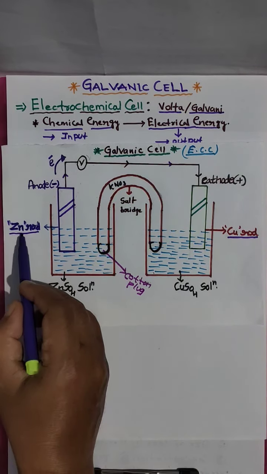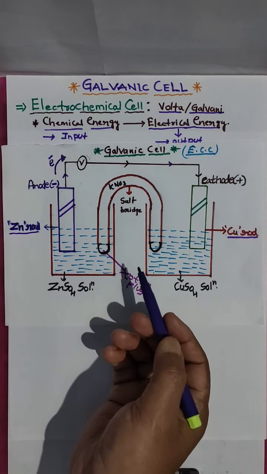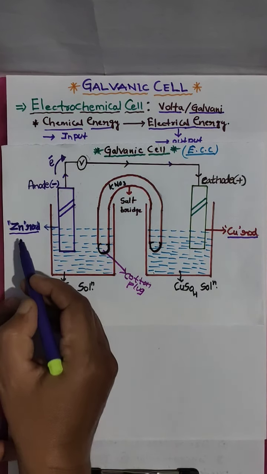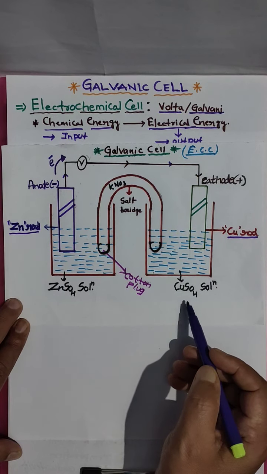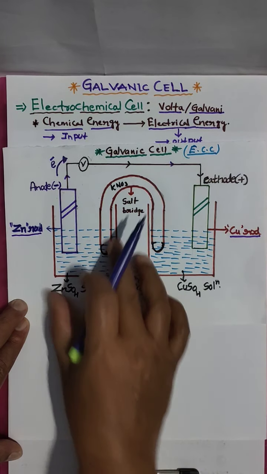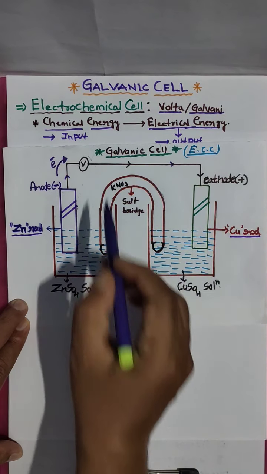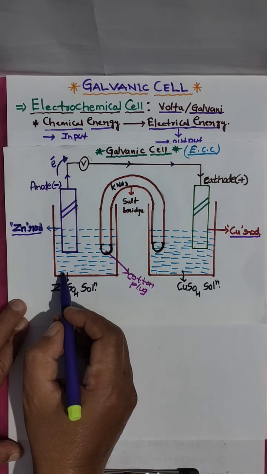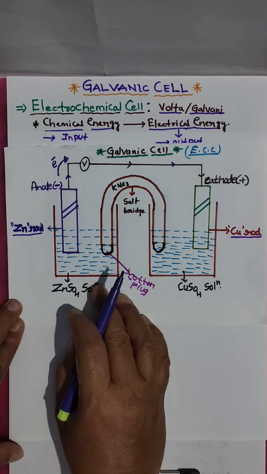Means same metals in same electrolyte. Same or different electrolytes you can take, no problem. So zinc rod in zinc sulfate, copper rod in copper sulfate ionic solution. Clear? So these two we are calling two half cells. This is one half cell, this is one half cell. Together they make one cell. Means the galvanic cell contains two half cells, one on the left side, one on the right side. What happened here? Let me discuss.